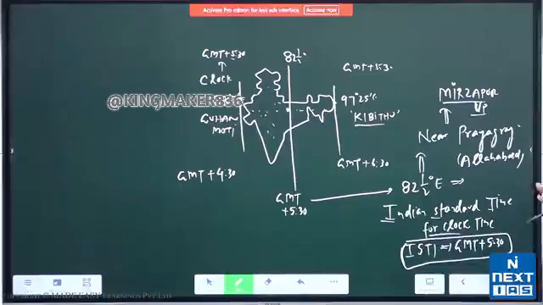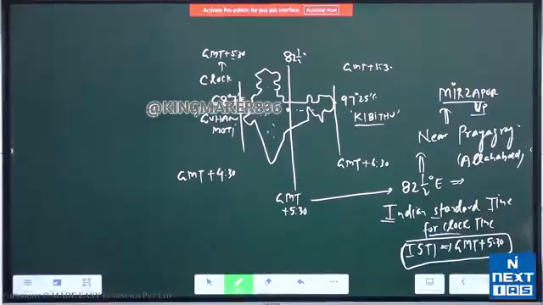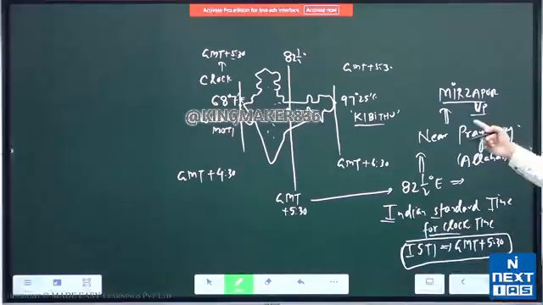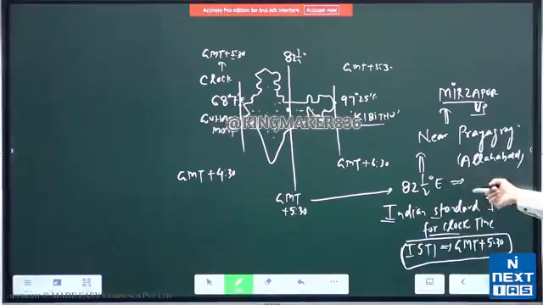But this town is famous not by Kali or any other, more by 82.5 degree east or the IST line.